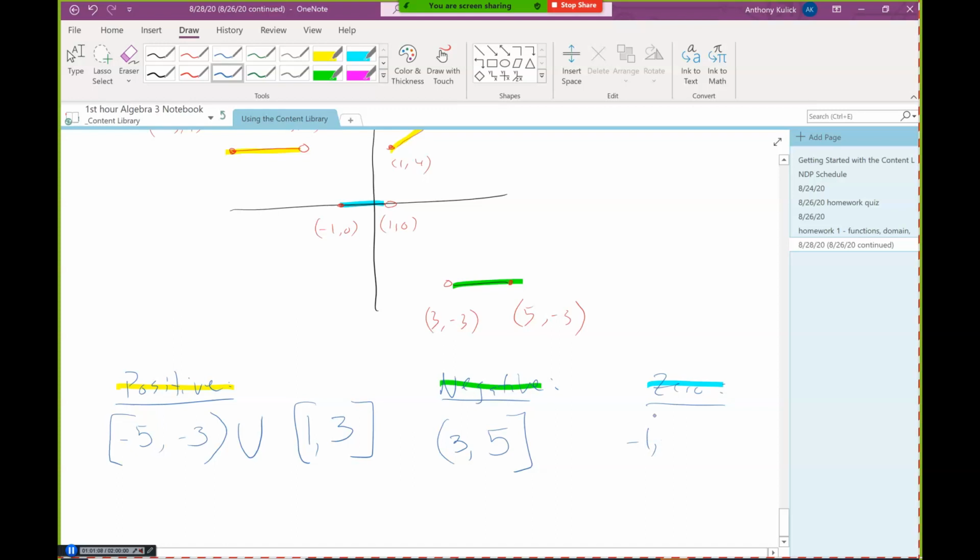Should this be a bracket or a parenthesis? Should be a bracket, because that point, negative 1, 0, is on the x-axis, and it is filled in. Where does this 0 section end at? 1, 0, but it's the x-coordinate that we care about. Should that be parenthesis or bracket? Parenthesis, because it's an open circle. That supersedes the fact that it's on the x-axis.